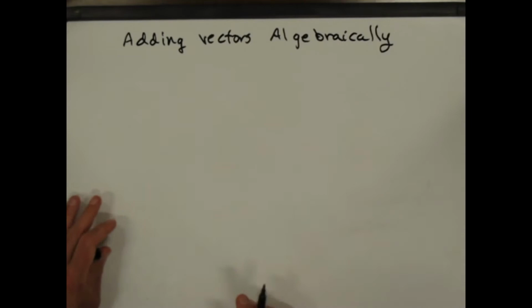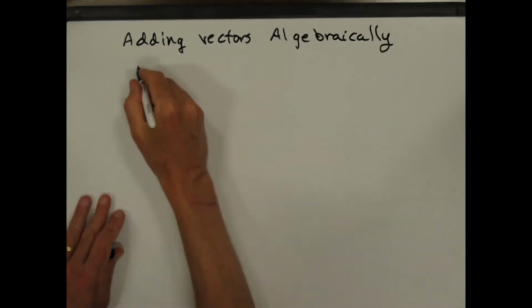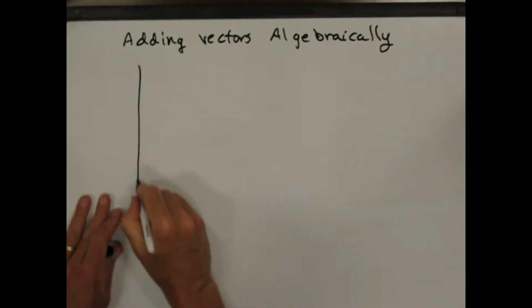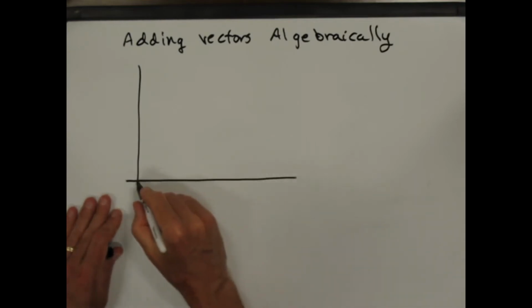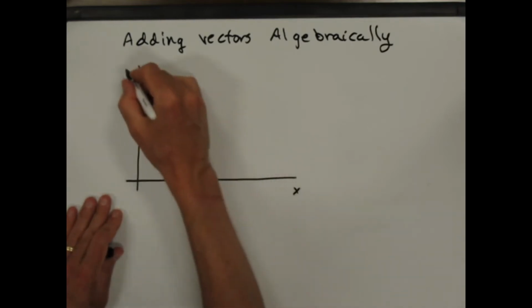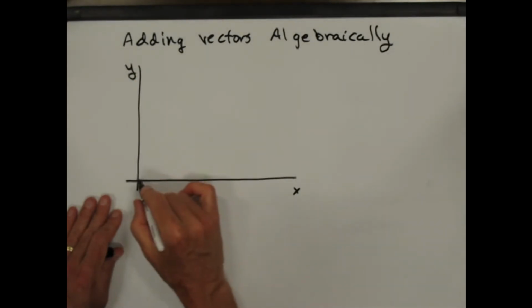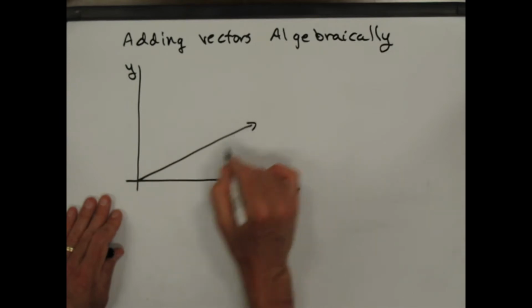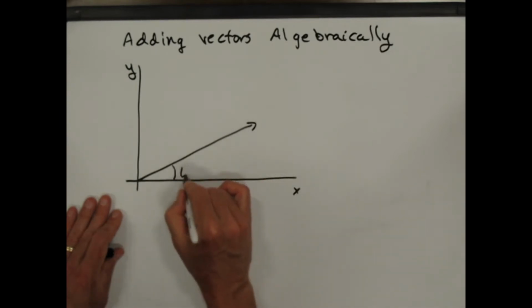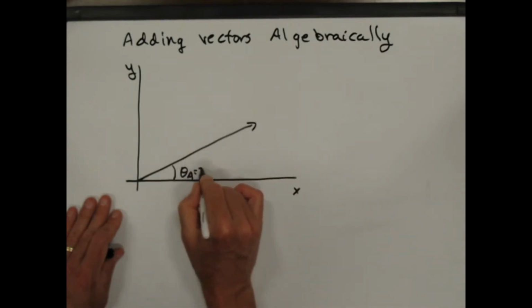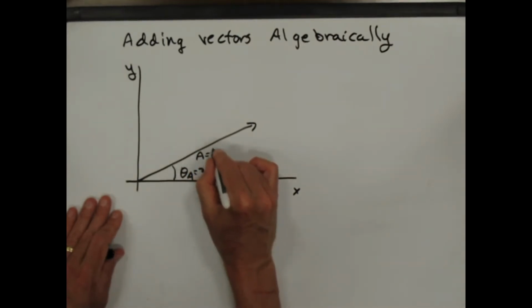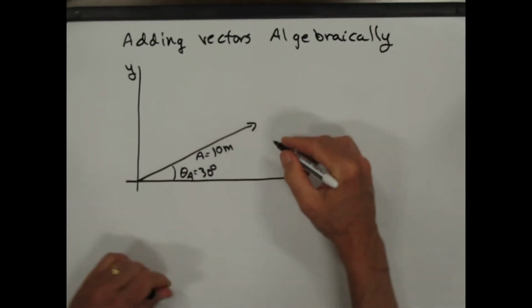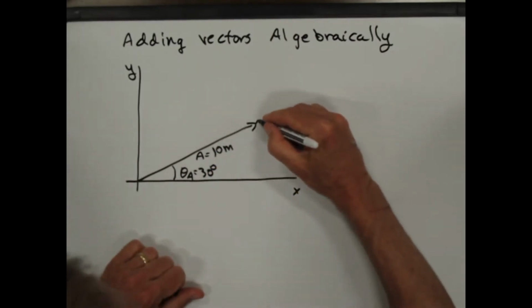So I'm going to add two vectors, A and B, and I'm going to do it algebraically rather than graphically. Well, I'll kind of do it both ways. If I have a coordinate system like this, where this is my x and this is my y-axis, I'm going to draw vector A, which looks like this, and I'll put an angle here. We'll say theta A is 30 degrees. Vector A has a length of 10 meters. Now I'm going to draw vector B.